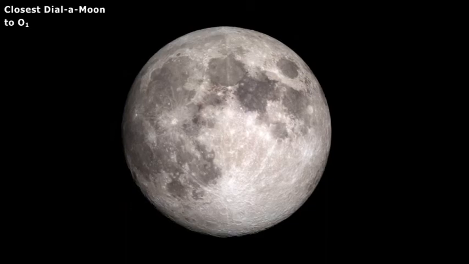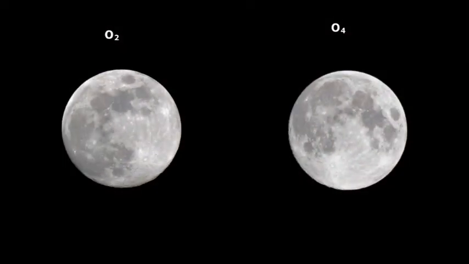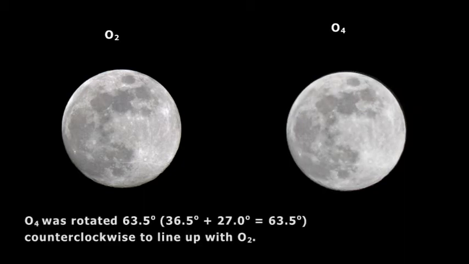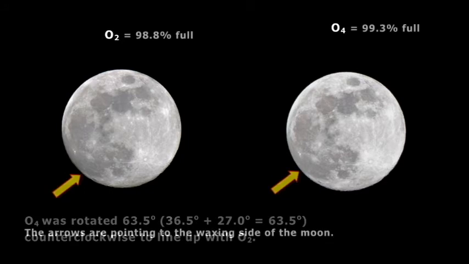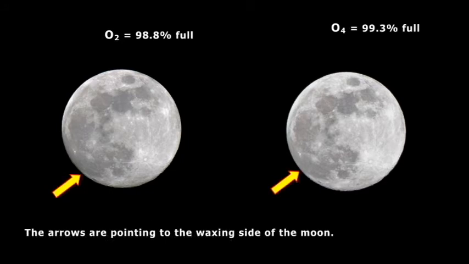Well, does this happen in my observations? Well, I took observation 2 and observation 4 here, put them side by side. O4 was rotated 63.5 degrees. That's the sum of the 2 angles of the swing of Tycho crater to line up with O2. Okay, so I positioned O4 relative to O2. Now, the arrows are pointing to the waxing side of the moon, that lower left from my O2 vantage point. Now, we go to mooncalc.org, we get 98.8% full for the O2 observation and 99.3% full for the O4.